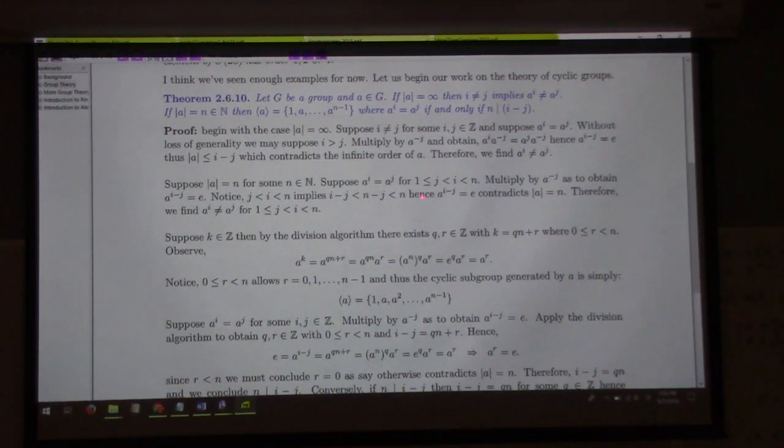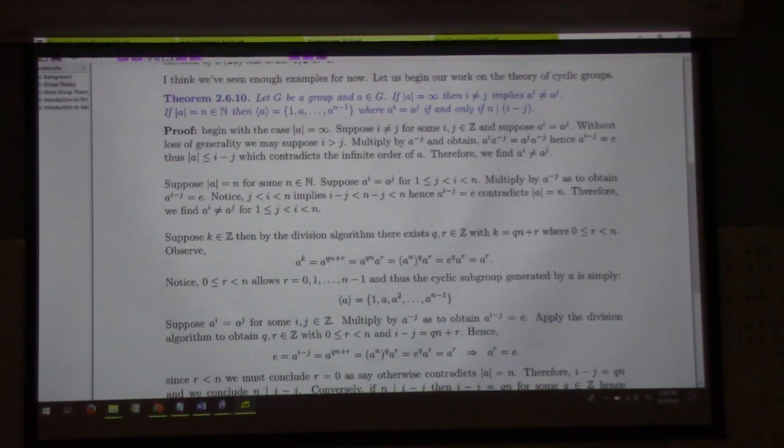So we cannot have that a to the i minus j was e, because that would contradict that the order of a is n, right? Because that would be a power less than n which powers to the identity, which would contradict the order of a being n. Therefore, a to the i is not equal to a to the j for 1 less than or equal to j less than i less than n.